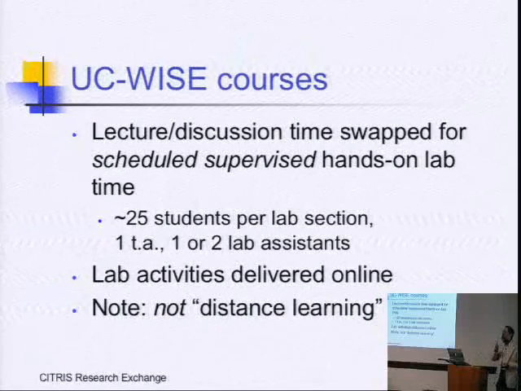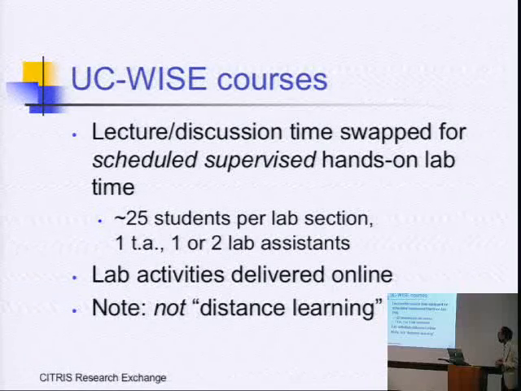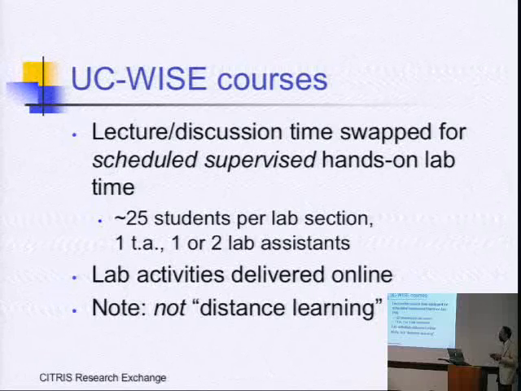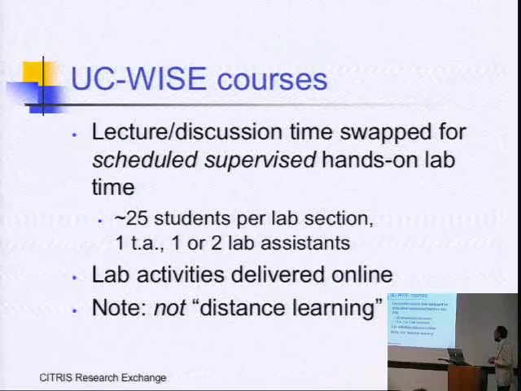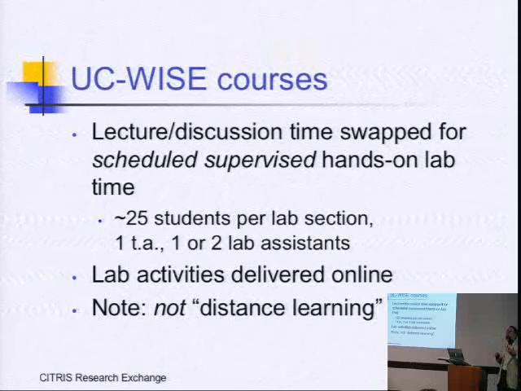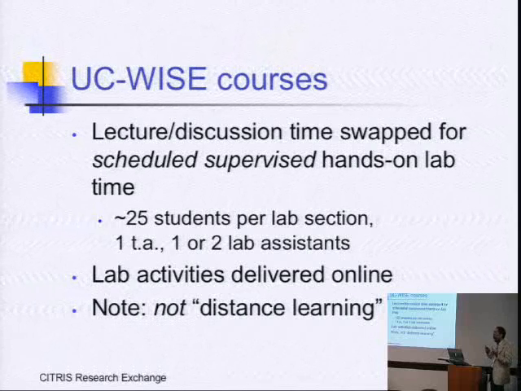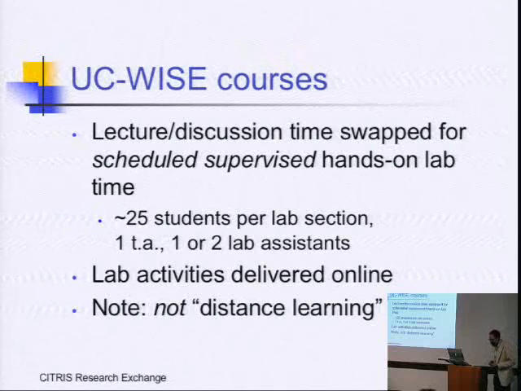And roughly the staff-to-student ratio is there's a TA in charge of every lab section, and there's roughly 25 to 30 students in each lab section, and there's 1 or 2 lab assistants. All of their activities are delivered online, so they come in, they sit down at the computer in the lab, and they start working in a way that I'll show you in a minute.